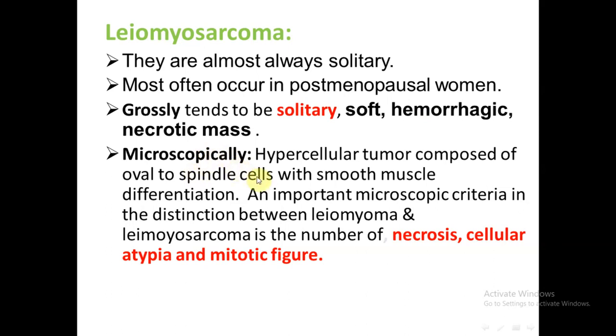Microscopically, the differentiation between leiomyoma and leiomyosarcoma depends on the presence of these three important points. The most important are necrosis, cellular atypia, and mitotic figures.